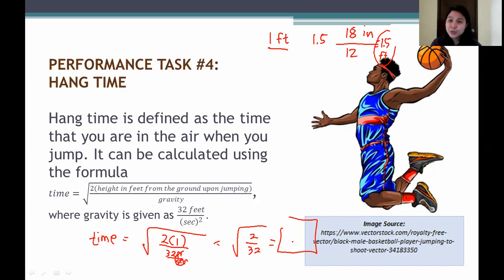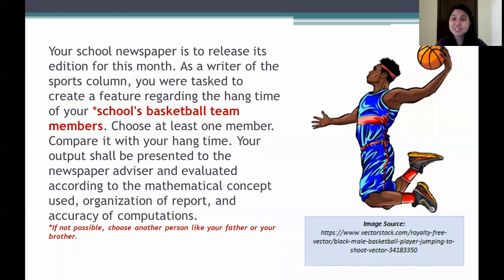Now, what will you do in your performance task? Here's the problem. Your school newspaper is to release its edition for a month, and you are a writer of the sports column. You are tasked to create a feature regarding the hang time of your school's basketball team members. Or if you cannot find one in the neighborhood, you can choose another person like your father, brother, mother, sister, or anyone who can jump high, okay? Choose at least one member. Then you will compare it with your hang time.